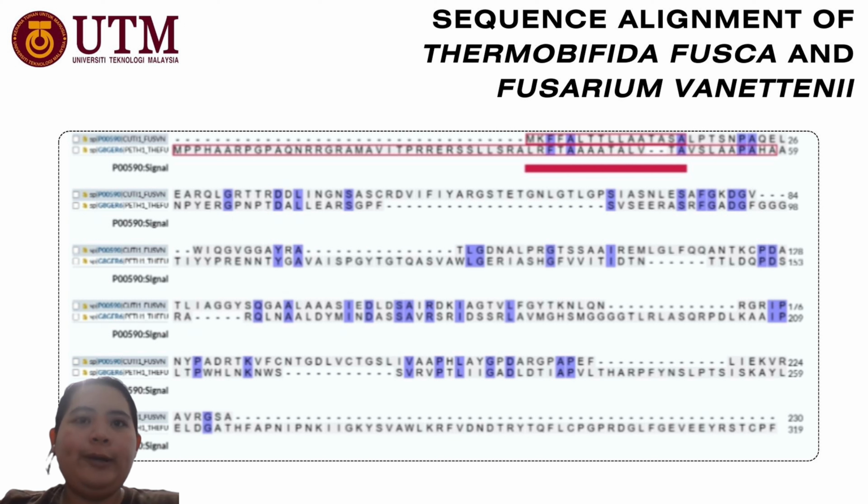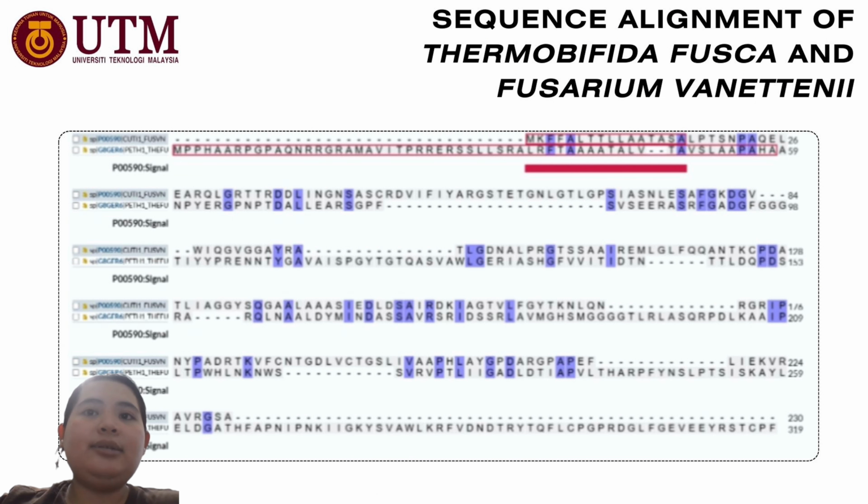Today, I will be presenting a comparative analysis of protein structures from two different species, Thermobifida fusca and Fusarium vanettenii. The analysis includes sequence alignment, active and binding sites visualization, 3D structural representations, and an alignment of the 3D structures to highlight structural differences. So let's start with the sequence alignment.